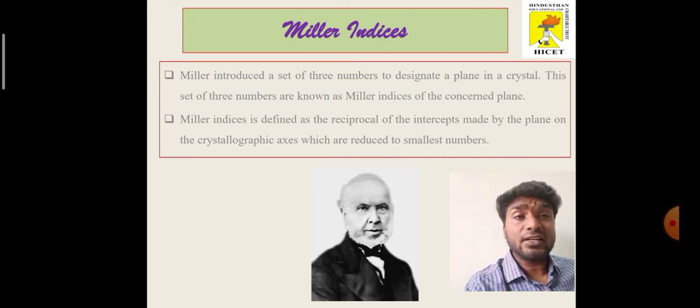Miller indices is defined as the reciprocal of intercepts made by the plane on the crystallographic axis, which are reduced to smallest numbers. Usually, the Miller indices are represented within a parenthesis. Generally, it is represented as (hkl). Now, we understand that Miller indices is a set of three numbers which represents a plane in the crystal.